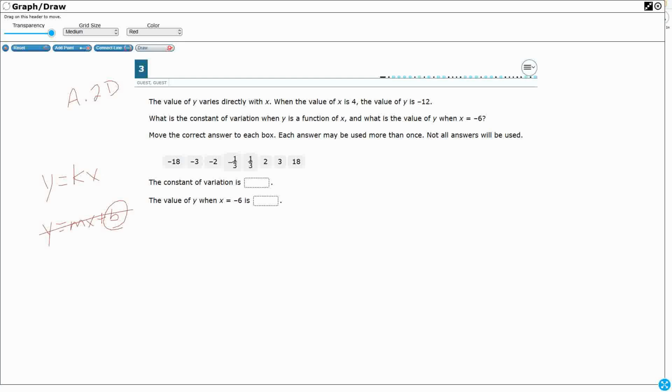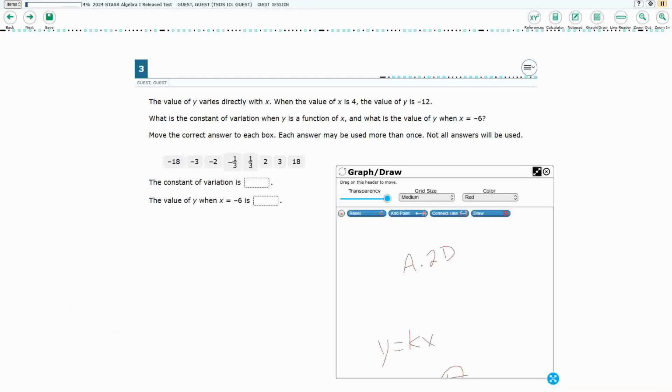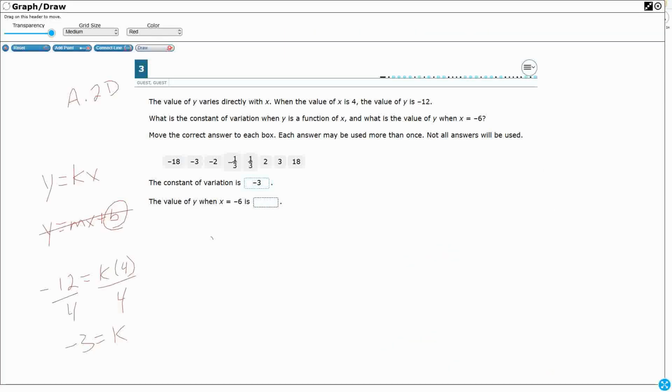Okay, well, let's plug that in. So if x equals 4, y is going to equal negative 12. So we've got that. All right, so let's figure out what is k. Well, just divide both sides by 4. It looks like my k is going to equal negative 3. Okay, so that's my constant of variation. That k is used to represent that. We can also think of that as our slope if we need to. That's it right there. So now if I go back to my original, y equals negative 3x, because negative 3 is my constant of variation.